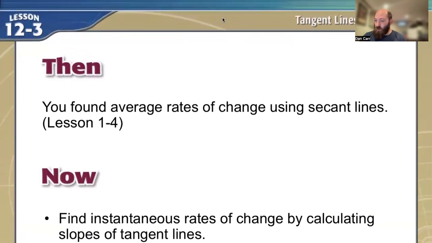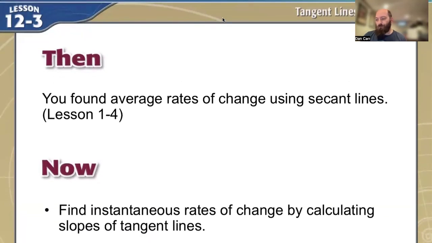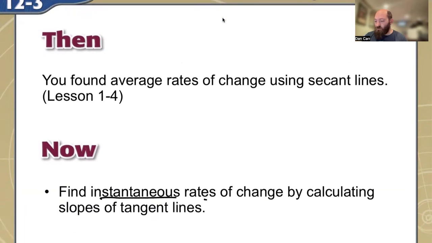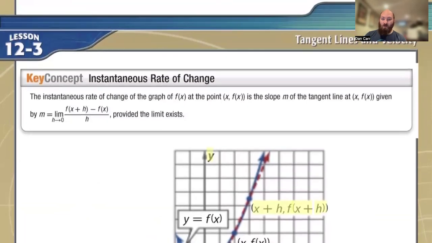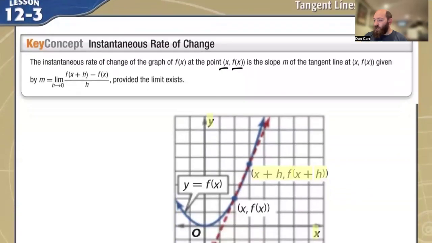In this scenario, we're not going to be talking so much about limits as well, but focusing more on what's leading us up to, which is finding what's called an instantaneous rate of change by calculating the slopes of tangent lines. So what do we mean by that? Well, an instantaneous rate of change is when we have something like this. If we have a graph of f of x, at the point x, f of x, it has a slope m of the tangent line, given by this formula, provided the limit exists.